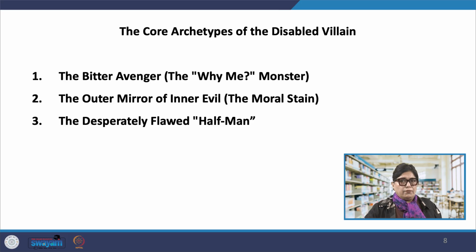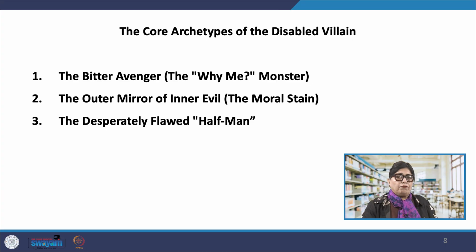The outer mirror of inner evil, the moral stain. In this trope, the character is born with a physical deformity or disability, which authors use as a literal outward manifestation of a warped, wicked soul. The disability is framed as a divine punishment or a natural warning sign to the audience. Within the literary canon, an example lies in Shakespeare's Richard III. Shakespeare famously manipulated historical truth to give Richard a hunchback, a withered arm, and a limp, explicitly writing that because Richard cannot be a lover due to his body, he is determined to prove a villain.